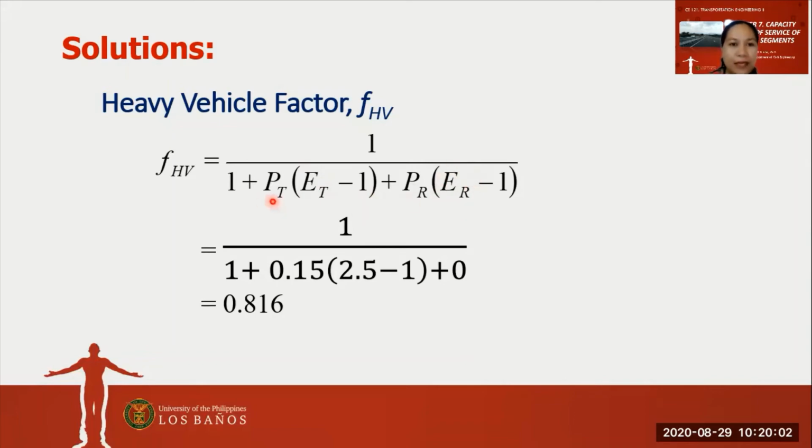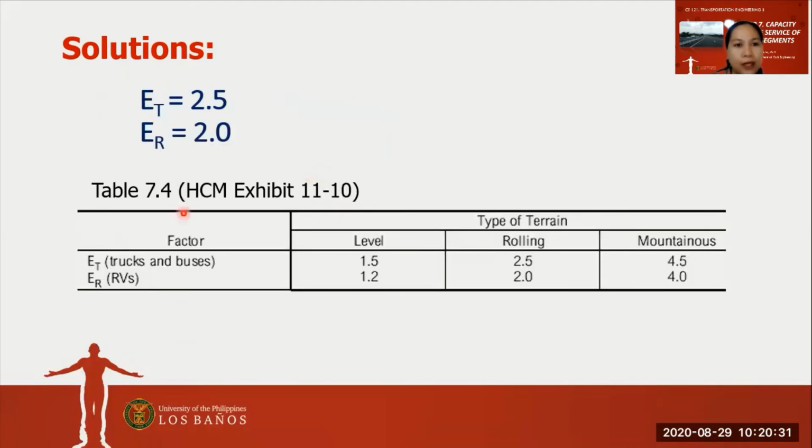So substituting the PT and the ET, which is found using the table, which I'll show you in the next slide, the heavy vehicle factor then becomes 1 over 1 plus the product of this. So it's equal to 0.816 here. Okay, now how did we arrive with the 2.5 ET? I'll show you in the next slide here. Using the table 7.4, when we were mentioned that we have a rolling terrain, so we will use this column, and we need ET, so ET corresponding with the rolling terrain is equal to 2.5.